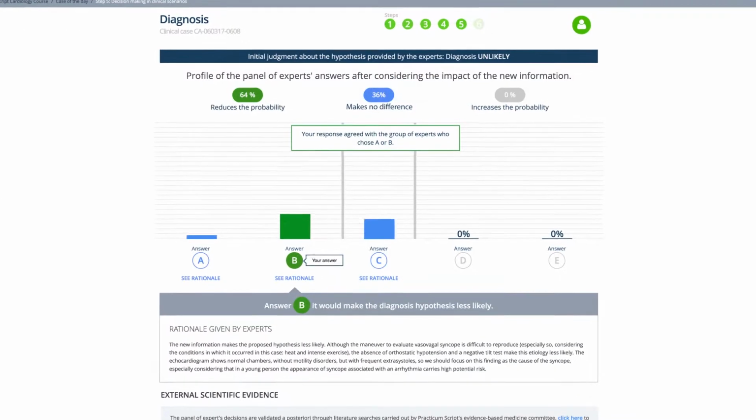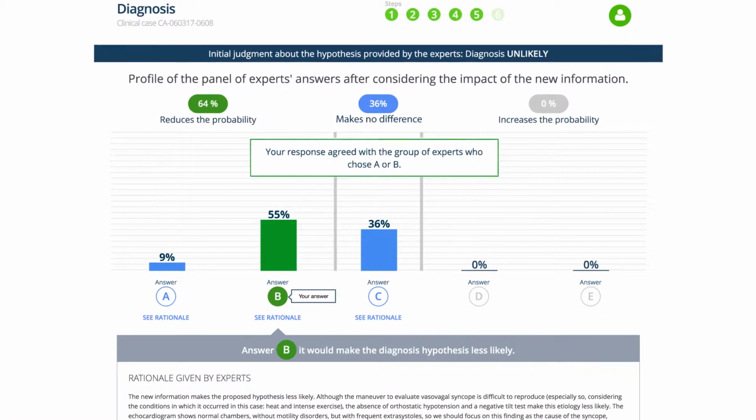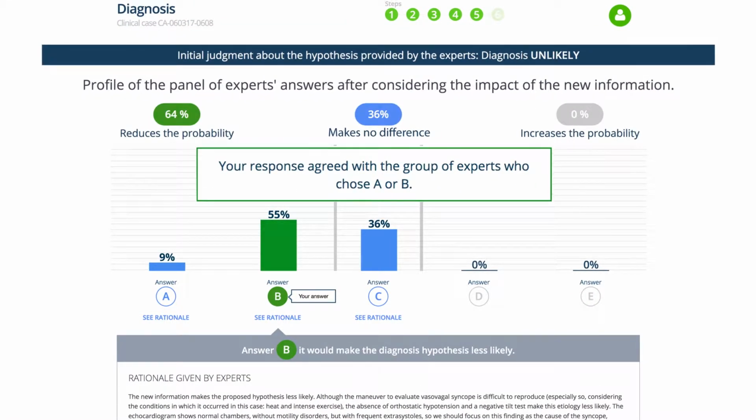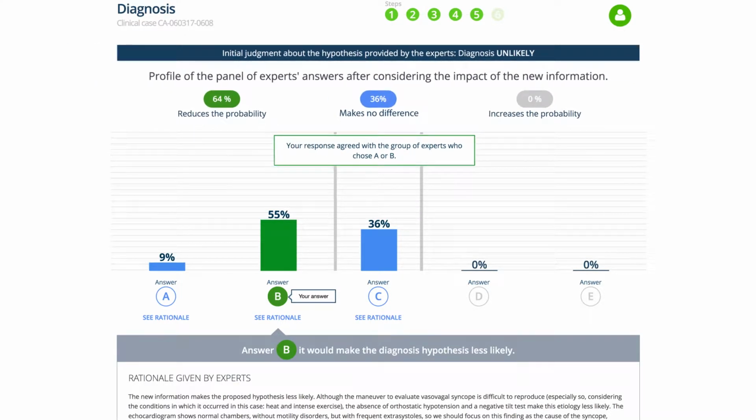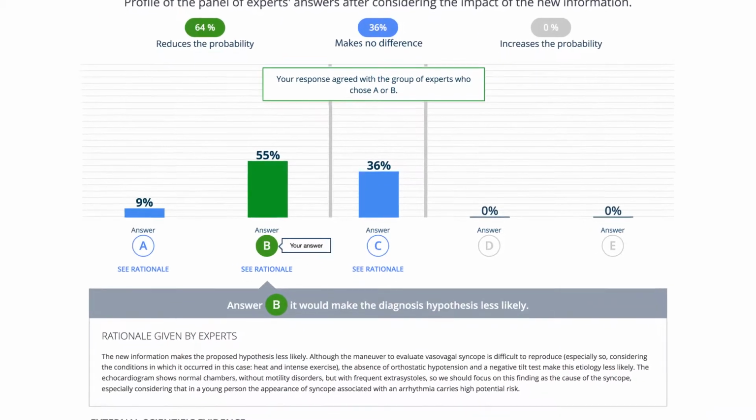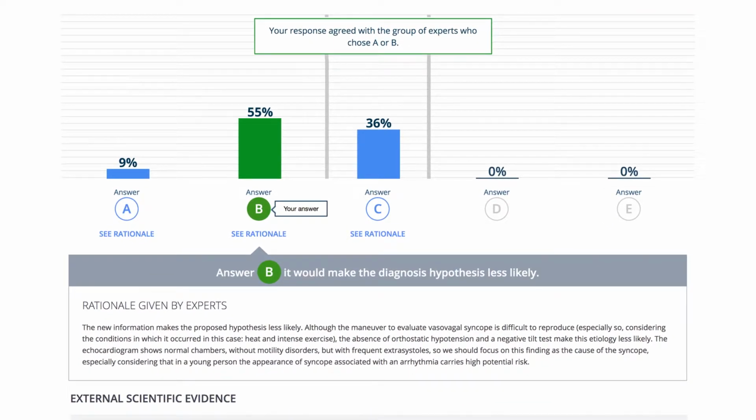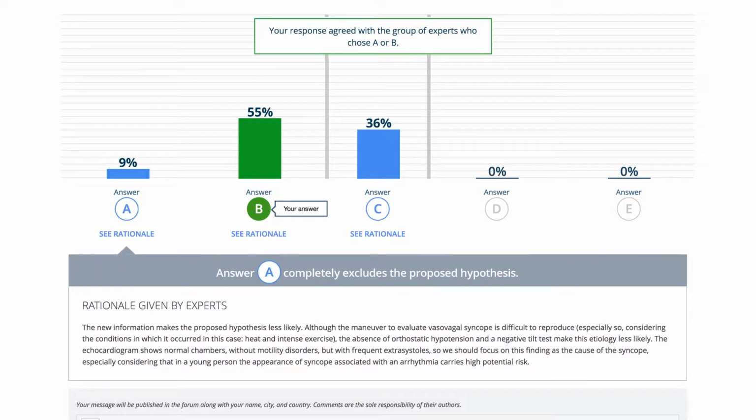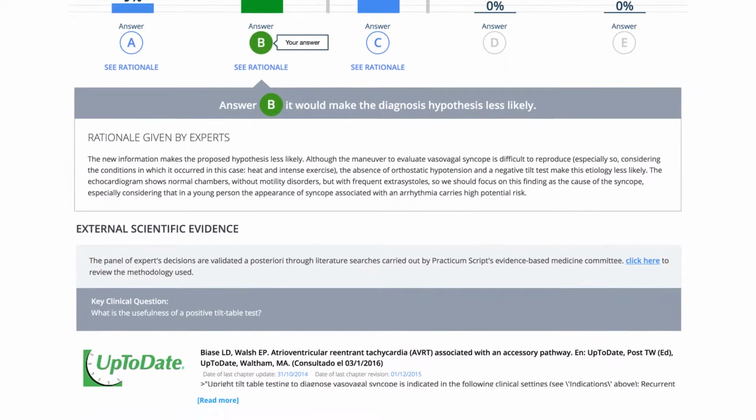After confirming your answer, you will immediately be able to see the degree of concordance between your response and those of the members of the committee of experts. In most clinical scenarios, there can be more than one valid opinion. A bar graph will show you the percentage of experts that have chosen each response, together with the arguments and evidence supporting their choices.